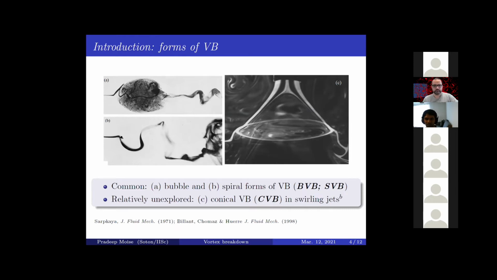And here you have another form, which is the spiral form of vortex breakdown, in which the dye just takes a spiral path after it kinks due to vortex breakdown.